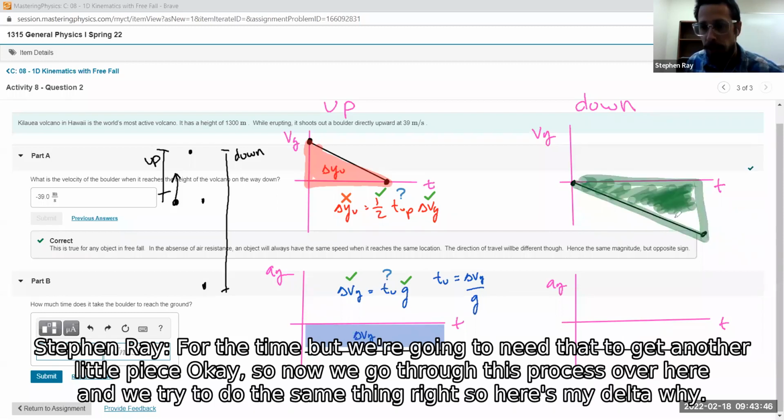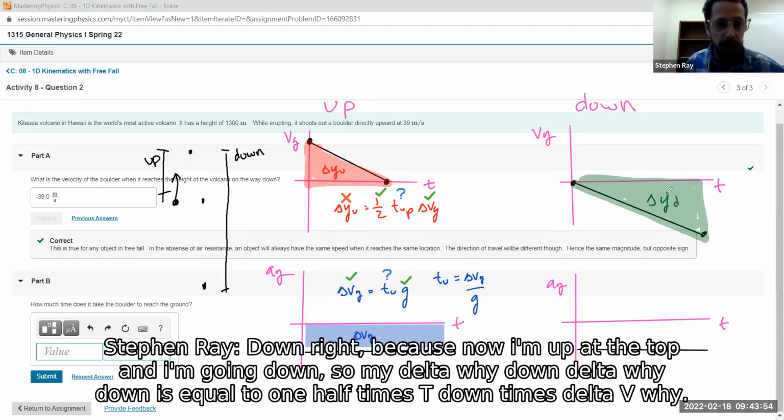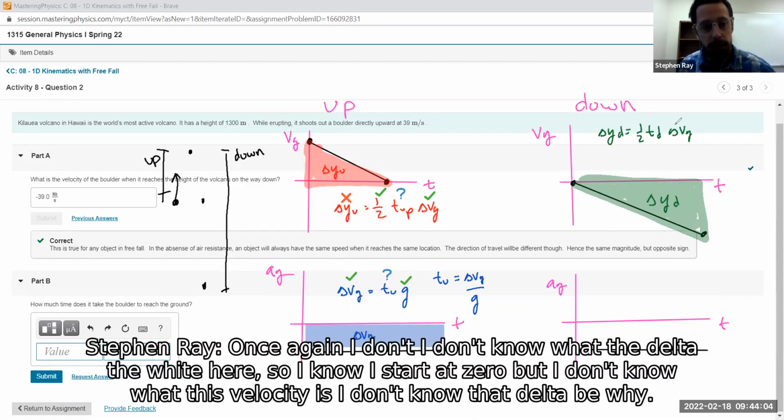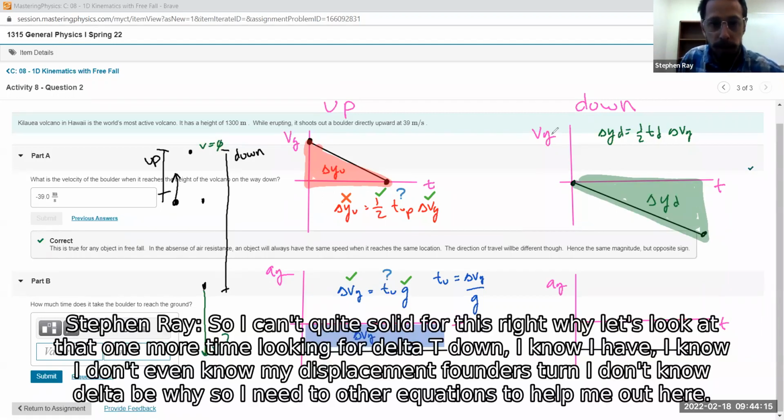Okay, so now we go through this process over here and try to do the same thing. So here's my delta y down, because now I'm up at the top and I'm going down. So my delta y down is equal to 1/2 times t down times delta vy. Once again, I don't know the delta vy here. I know I start at 0, but I don't know what this velocity is. So I can't quite solve for this. Why? Let's look at that one more time. Looking for delta t down, I know 1/2. I don't even know my displacement downwards. Darn it, and I don't know delta vy.